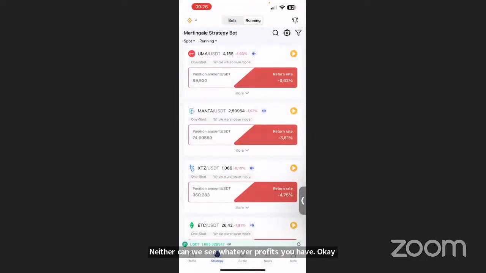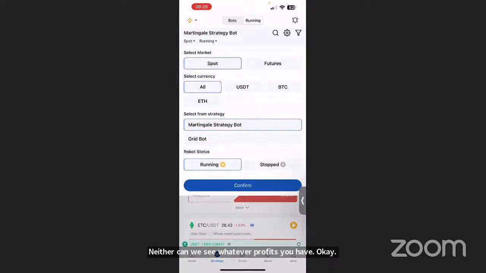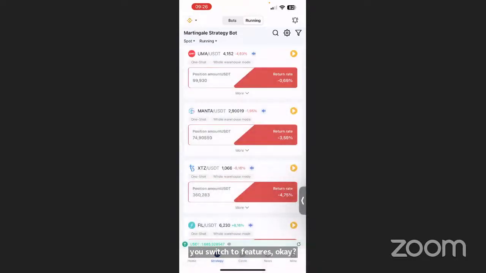I think we are done with the spot. If you are not trading with spot, you are trading with futures, you switch to futures. So that is it for now. Once you refresh, you see the exact figure that you have in your exchange. It has to tally with the USDT value.